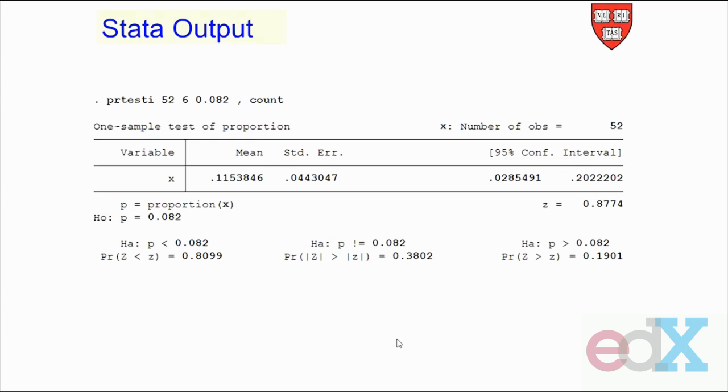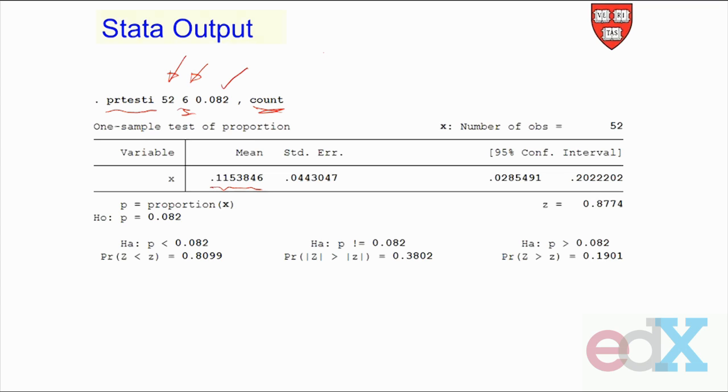And in fact, we can get Stata to do all those calculations for us with this command, prtesti. We had 52 observations, 6 successes. That's how we got the 0.115 as the proportion. And we're going to test the hypothesis about 0.082. And we actually put the count here. That's why the option count is there.